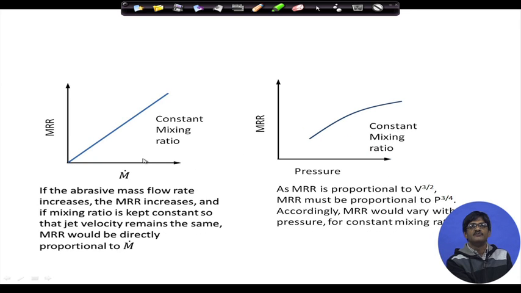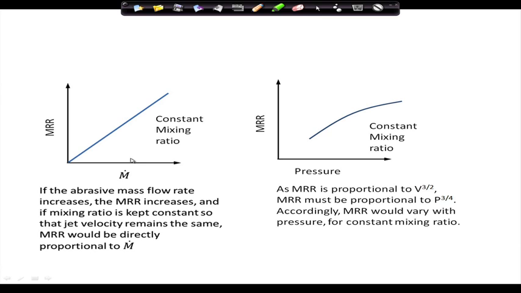Now, we have an interesting graph. The graph is suggesting that if a constant mixing ratio is maintained, then m dot and MRR will have a directly proportional relationship. That is interesting. Let us see what a constant mixing ratio is. It means that if you are increasing m dot, simultaneously you go on increasing the gas flow rate, so that the ratio of the mass flow rates of the two phases always remains constant.